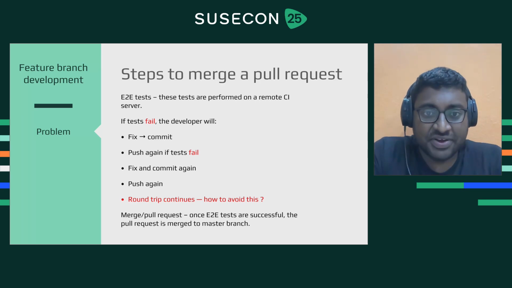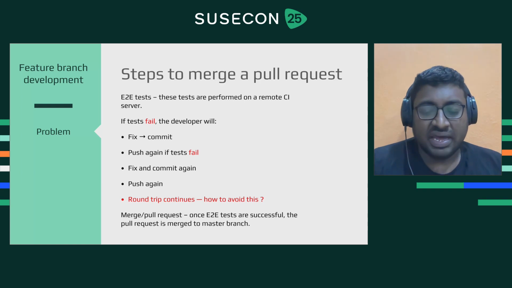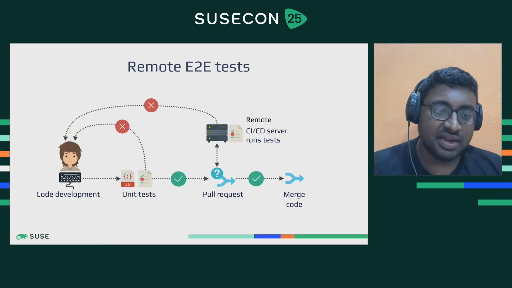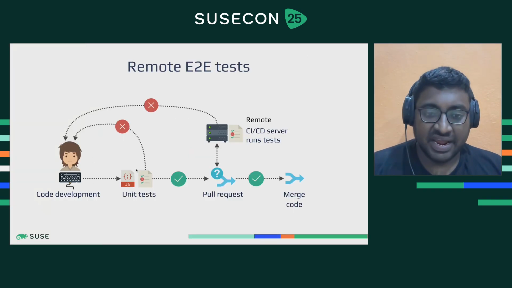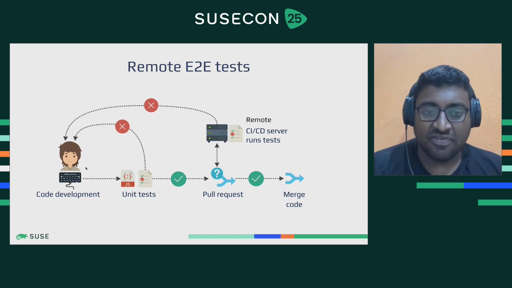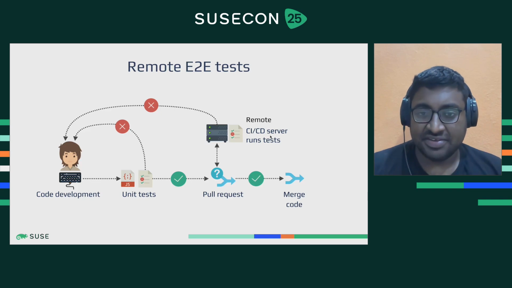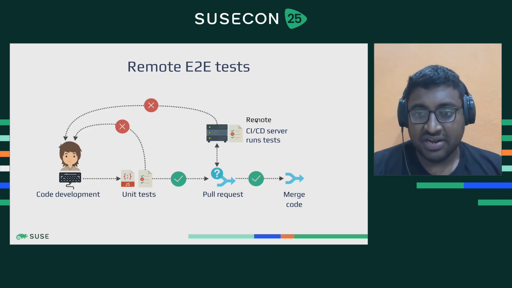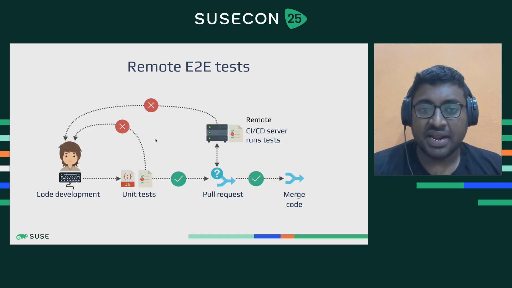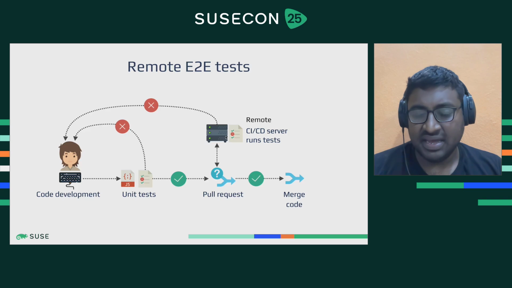So is there any solution for this? We at JFrog evaluated a few options for how we can run these end-to-end tests locally. You can see here, a developer writes the code and writes some unit tests. These are completely local. He runs these unit tests, and if something fails, he fixes them and then raises a pull request. Generally, I've seen that most of these end-to-end tests run on a remote CI/CD server, and if something fails, the turnaround time is huge in terms of merging and fixing an issue.